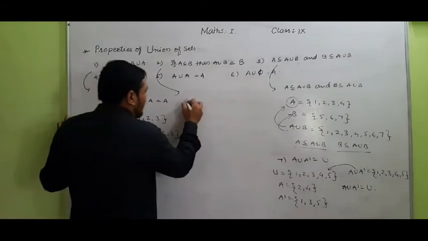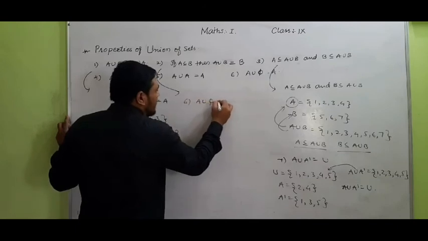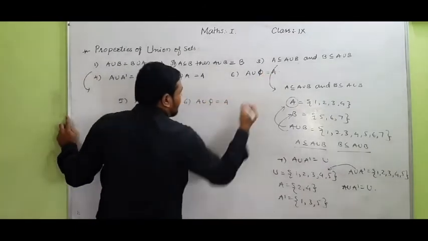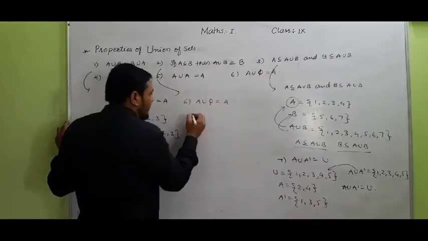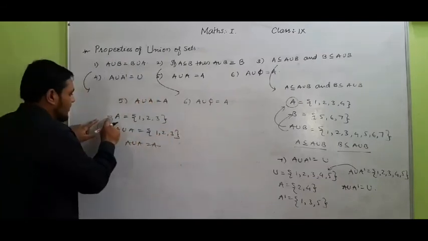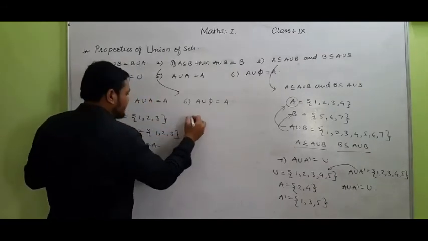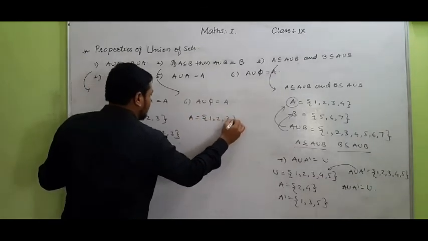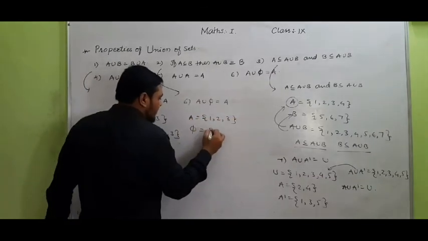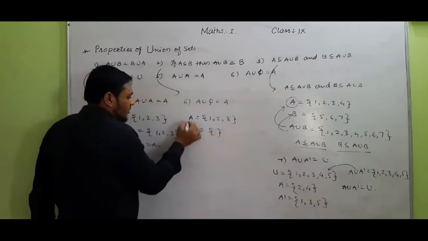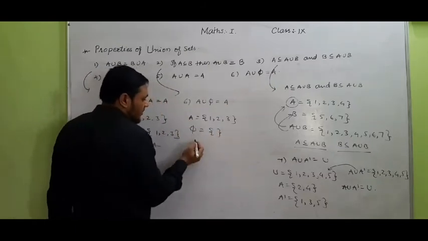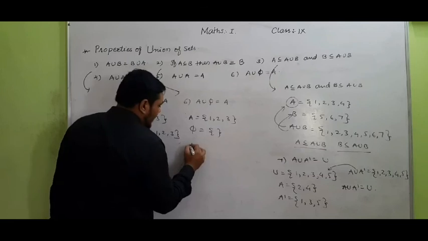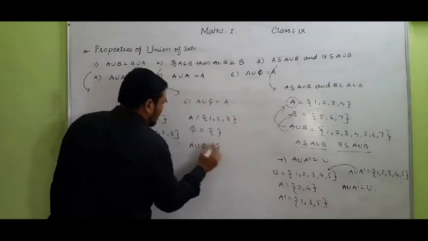Now we will take the sixth property, that is A union phi is equal to A. We will take one set A, where A is equal to 1, 2, 3, and one set phi, which contains no element. We have to make the union of these two. So if we make the union of these two, then A union phi will contain all the elements of A and all the elements of phi.